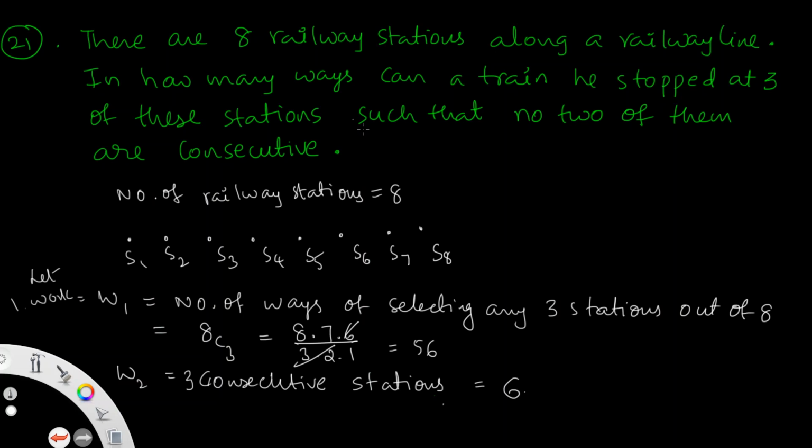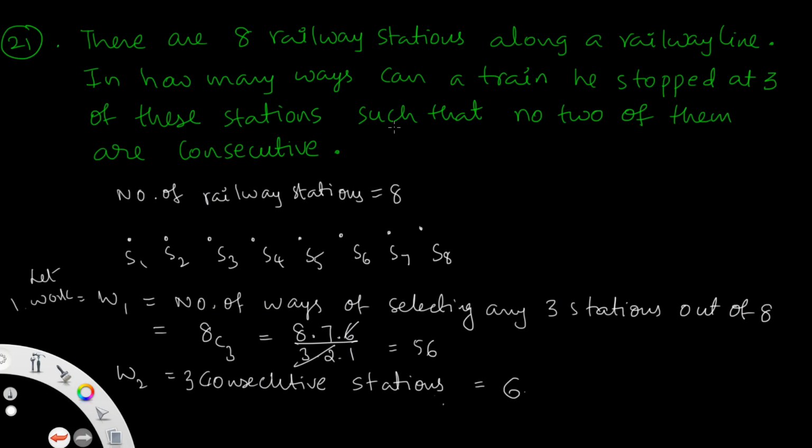So question number 21, next question. There are 8 railway stations along a railway line. In how many ways can a train be stopped at three of these stations such that no two of them are consecutive? Read the question properly, Nana, then you get an idea. There are 8 railway stations along a railway line. In how many ways can a train be stopped at 3 of these stations such that no two of them are consecutive?